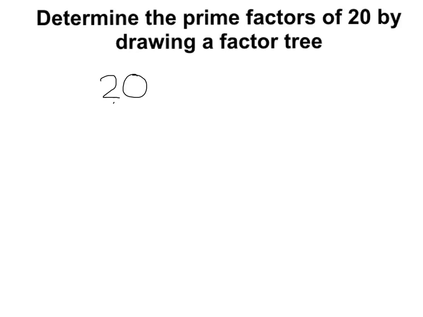So I'm going to choose 4 times 5. 4 times 5 equals 20. Now I'm only allowed to keep the number if it's prime. So let's think about the number 4. 4 is not a prime number because it can be broken down into 2 times 2. So that's what I'll do for 4.